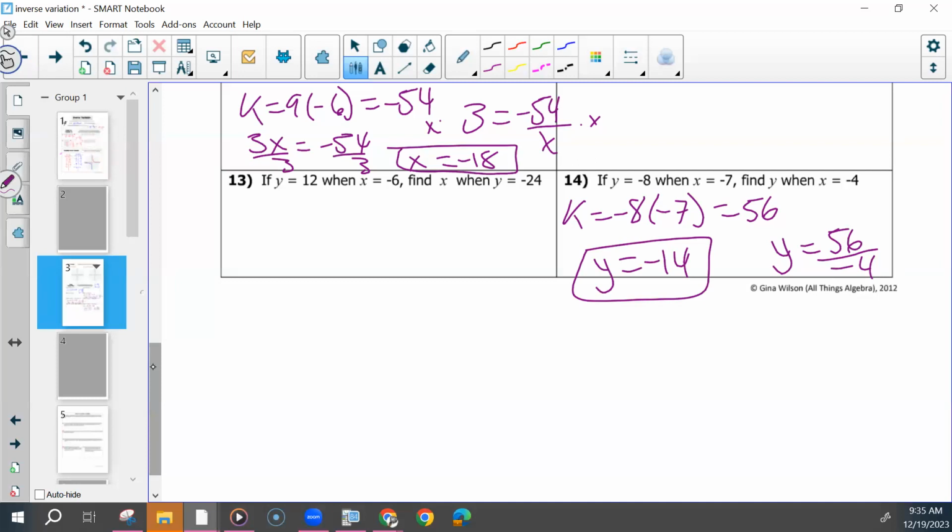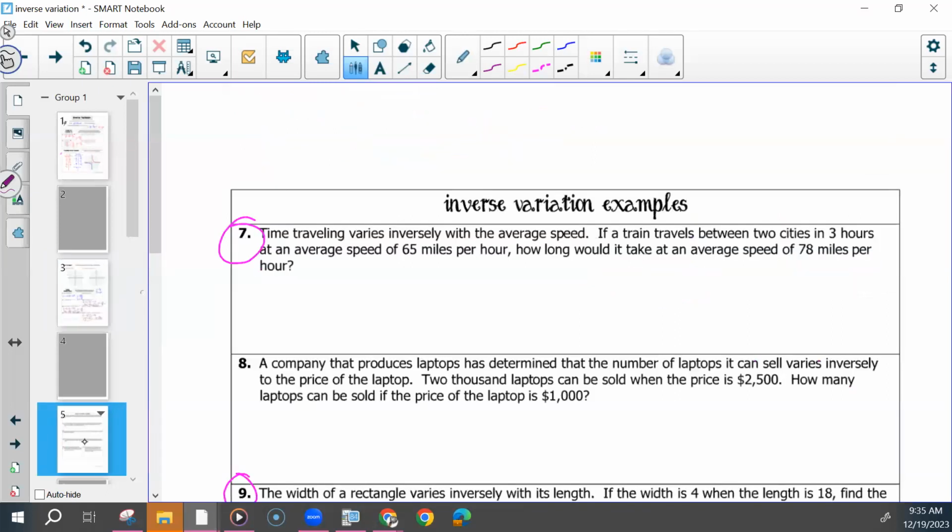Flip the single sheet of paper over to the back. At the top, in an inverse situation, one variable goes up, the other goes down, or vice versa. So the more you drive, the less gas you have. The less you drive, the more gas you have. One goes up, one goes down.